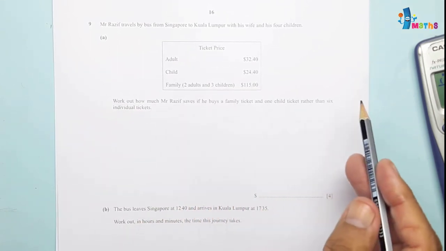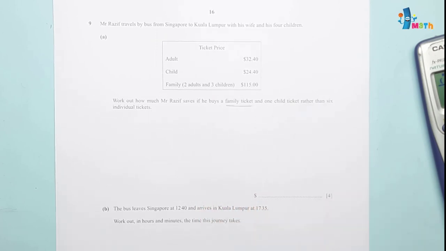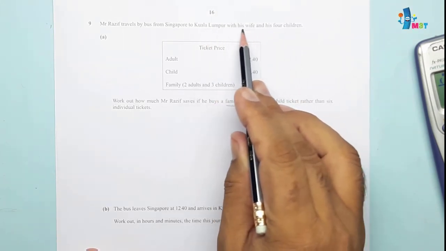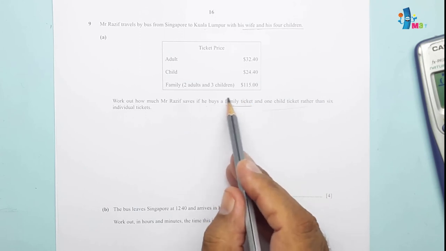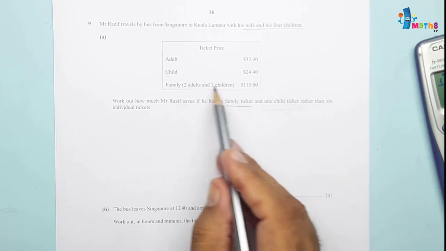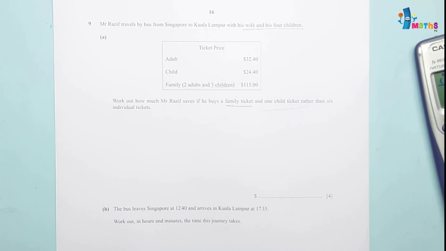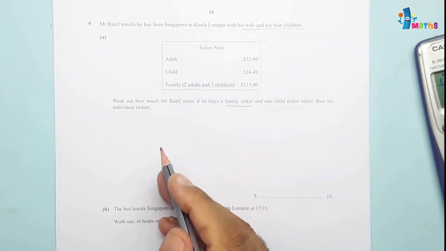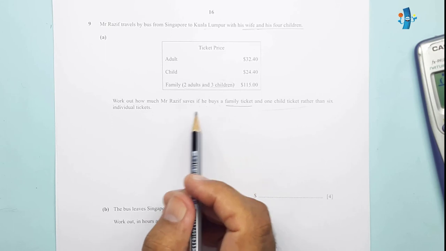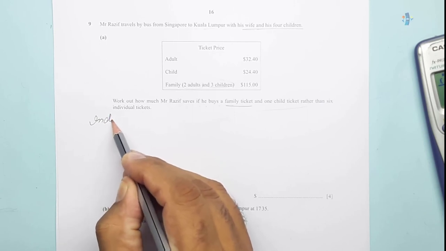Work out how much Mr. Razif saves if he buys a family ticket and one child ticket, because family is comprising of 2 adults and 3 children. So one child they will have to buy another ticket for. So if they are going for this option, and if they are separately buying the tickets, what will be their savings? If it is individual, I will write here individual.